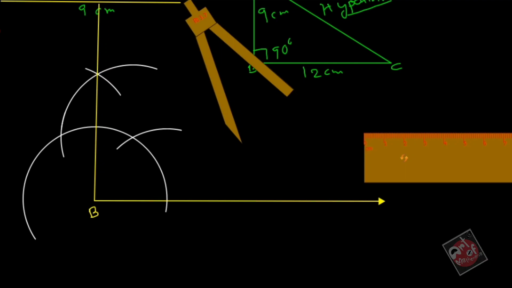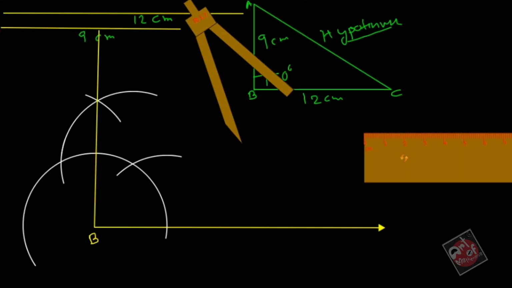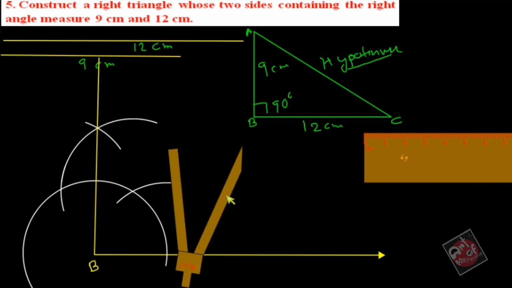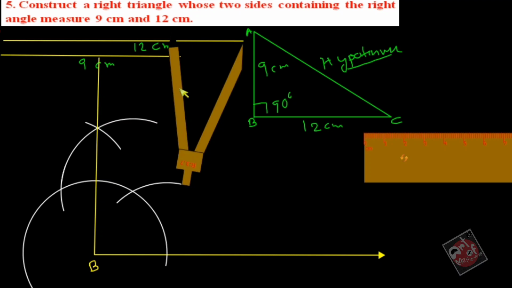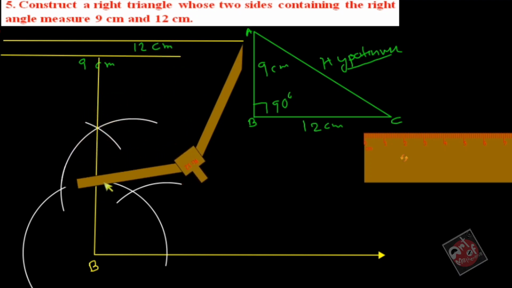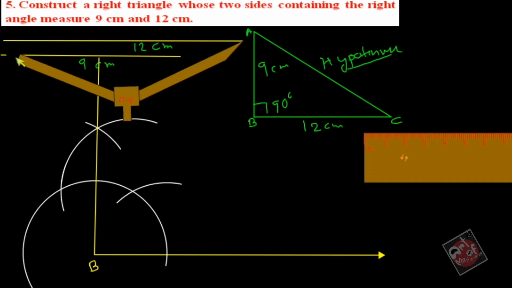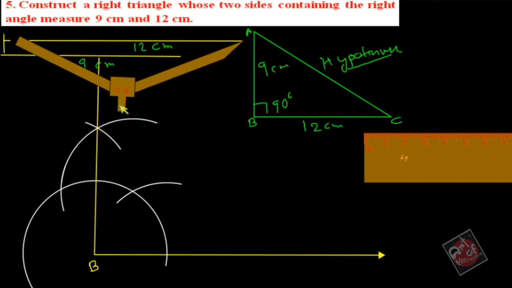Okay, now what to do? This one is done. Now BC is what? 12 centimeters. So from the point B, I have to cut 12 centimeters. As you know, I always take this length: 10, 11, 12. Here it is. You can see on the compass it is written 12. So here it is 12.